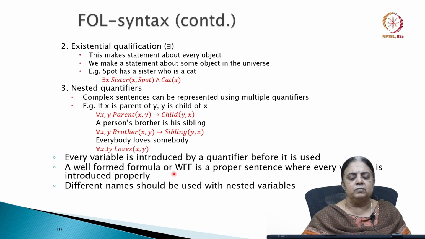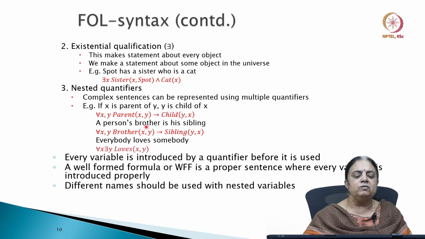And a well-formed formula is a proper sentence where every variable is introduced properly. So you will be introducing every variable by using one of the quantifiers. And when you are using nested quantifiers, they should of course use different variable names. You can't use x for both of them. You will have to use different variables for each of them, basically.